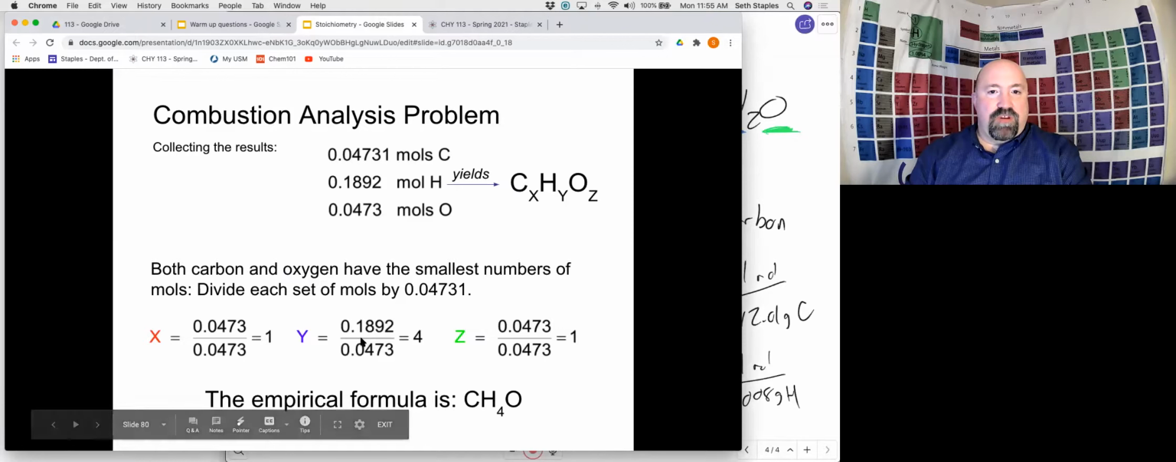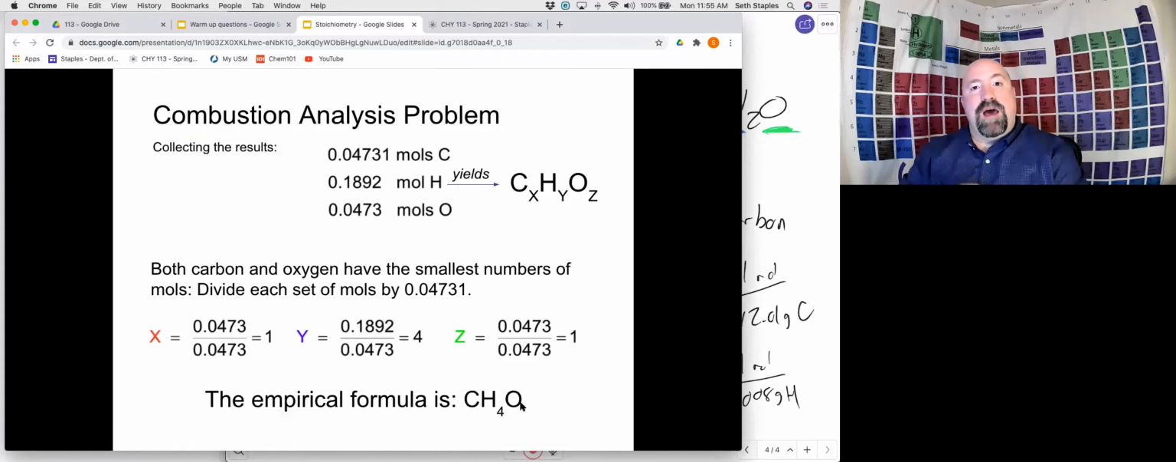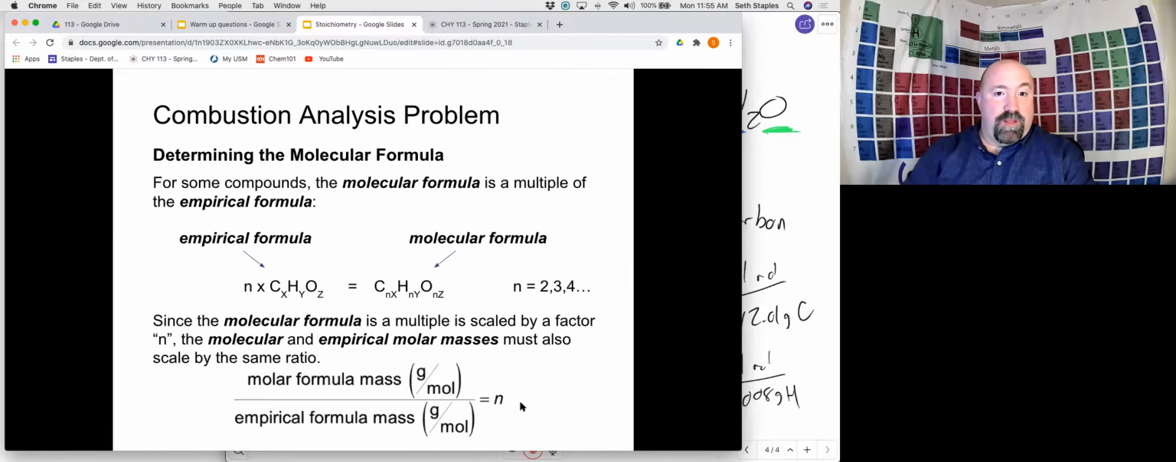0.1892 moles of hydrogen divided by 0.0473 gives us our subscript of 4 for hydrogen. And then for oxygen, 0.0473 divided by 0.0473 gives us our subscript of 1 for oxygen. And so the empirical formula for this unknown hydrocarbon is CH4O. Now we also had some information about the actual molecular mass in order to find the entire molecular formula.